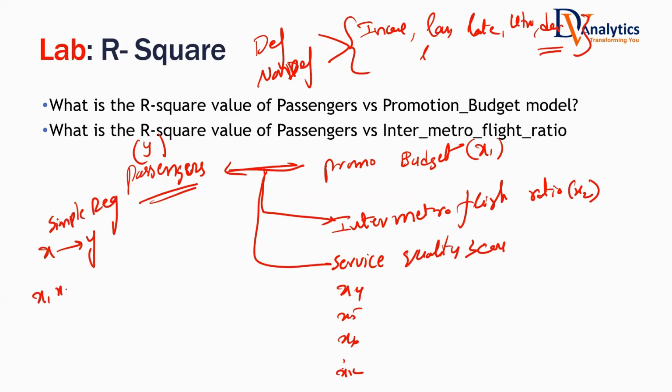But in reality, it is X1, X2, X3, and so on, Xk versus Y. This is known as multiple regression. Multiple features, all these are known as features. Multiple features are used for the prediction of the target variable Y.